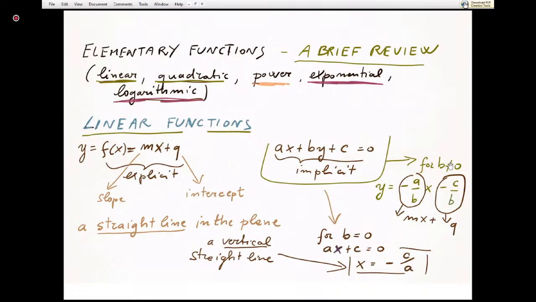In fact, in this case, you don't have any function, but you do have a straight line. It is a vertical straight line. Okay? If b is equal to 0, we have the straight line of equation x is equal to minus c over a, which is a straight line, but it is not a linear function because it is not a function. Okay? Is that clear? Okay.